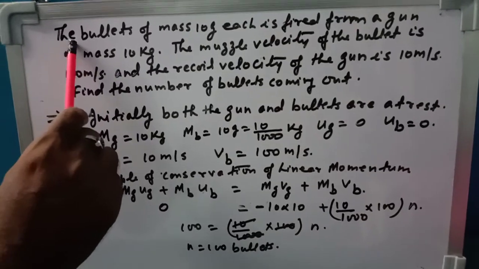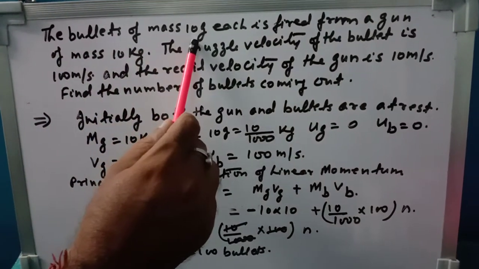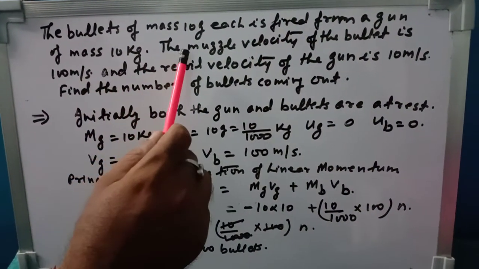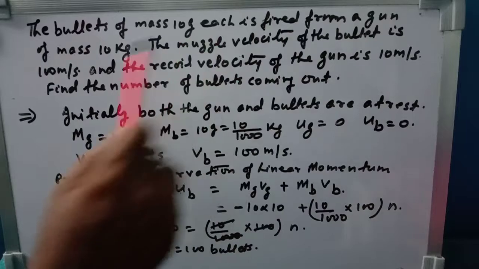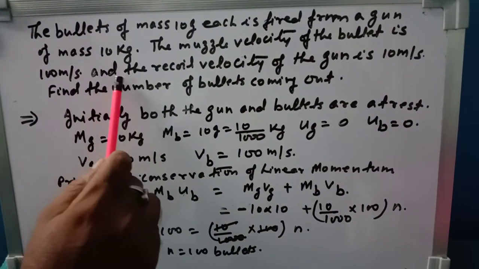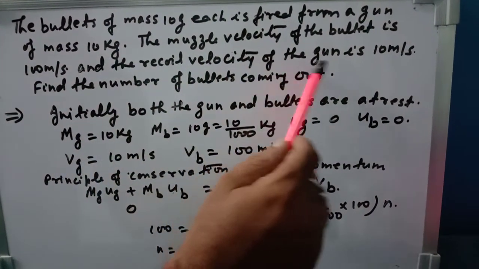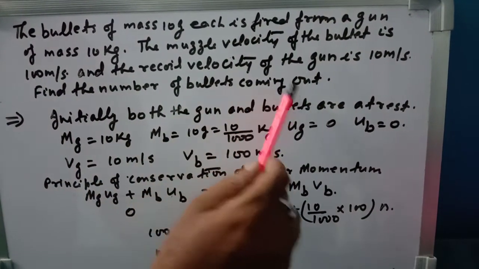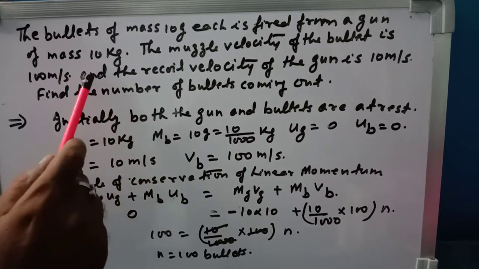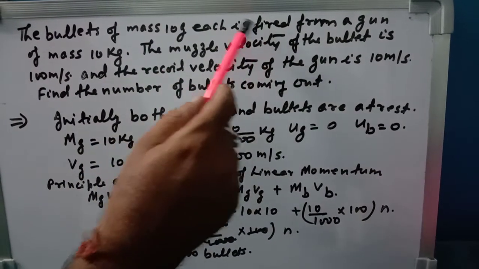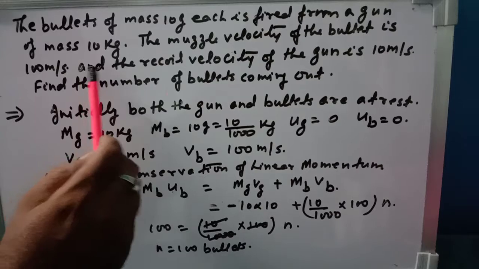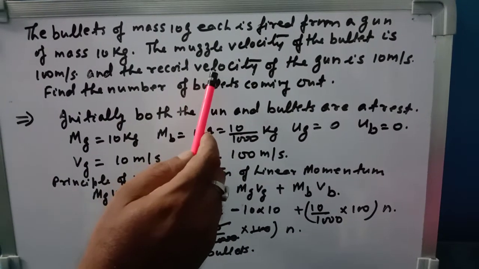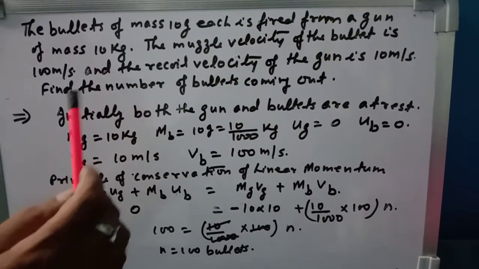Yes, another question is: bullets of mass 10 gram each are fired from a gun of mass 10 kg. The muzzle velocity of the bullet is 100 meter per second and the recoil velocity of the gun is 10 meter per second. Find the number of bullets that are coming out from the gun. Here the muzzle velocity means the moment the bullet comes out, and the recoil velocity is the moment the bullet is fired, the gun moves backward.